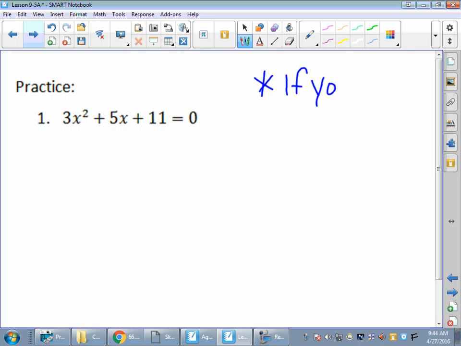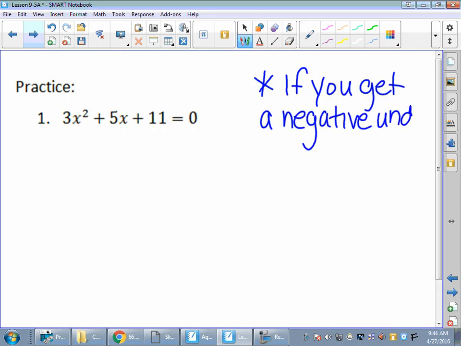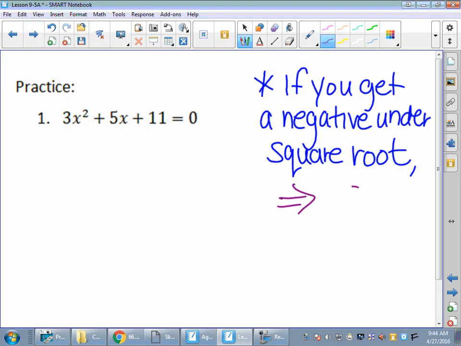If you get a negative answer under the square root, try to take the square root of a negative number. Tell me what your calculator tells you. I bet you it's going to have some sort of error. Your answer will be no solution. You get a calculator error because we don't take square roots of negatives. So you would just write no solution for that. That means that the graph never would touch the x-axis. There's no x-intercepts.